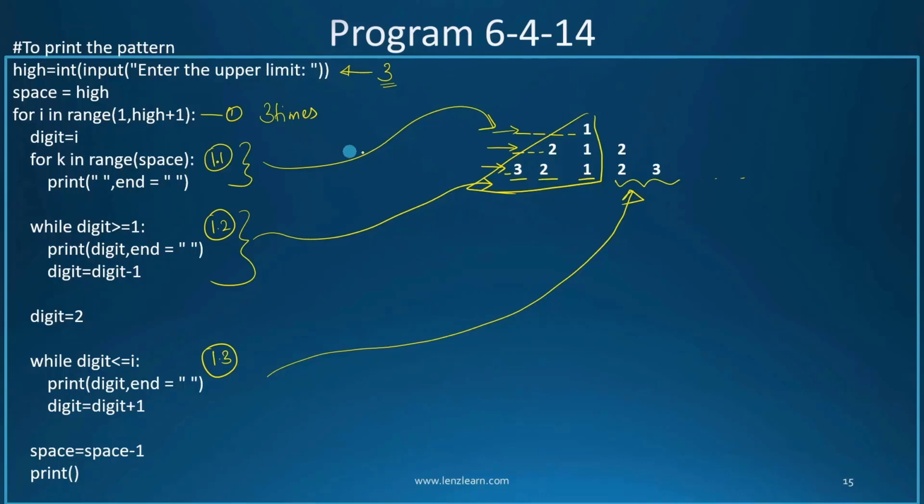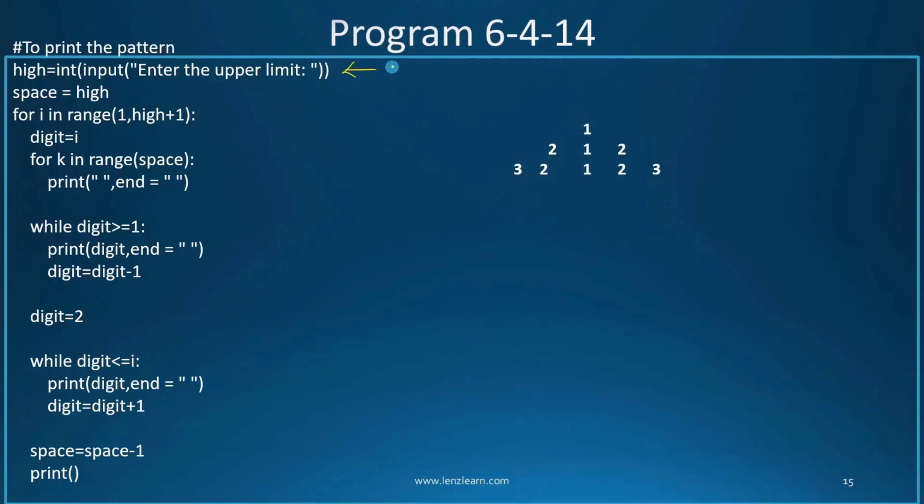Okay, so now let us see how it works. So if I give the input as 3, you can see here the variable high will be 3. I have another variable space. So this is the same concept that we have used in the previous program. That will also have the same value as high over here.